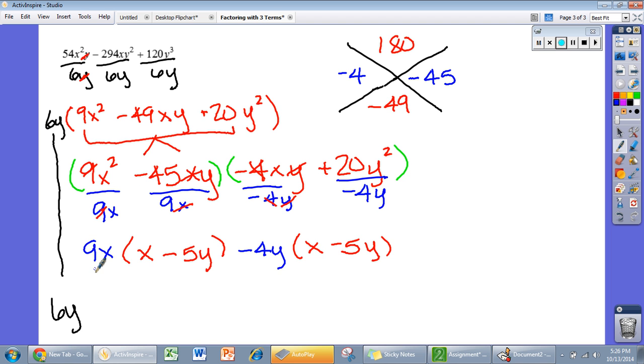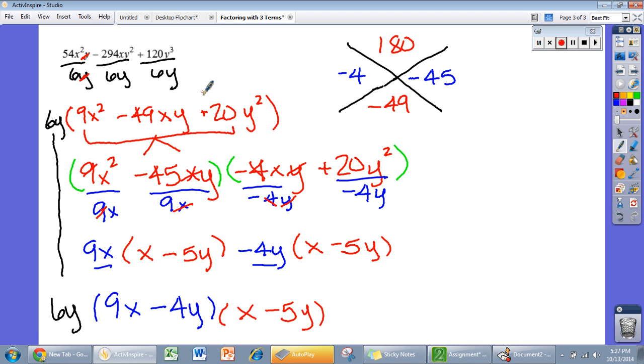What I factored out in blue, put those together. Those become my first binomial, 9x minus 4y. What's in red, and you know that you did your problem correctly when the two of those match, x minus 5y. And there you have your complete factored answer.